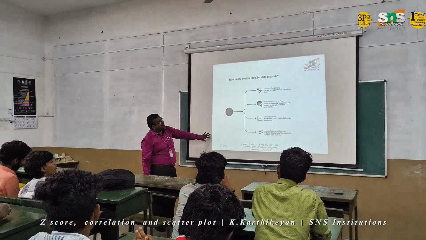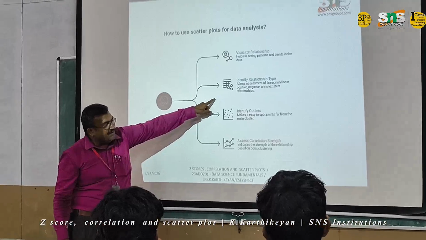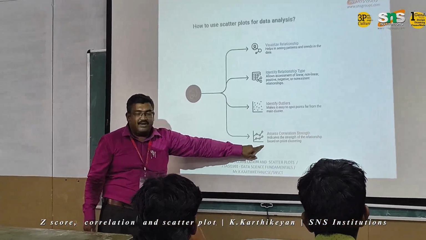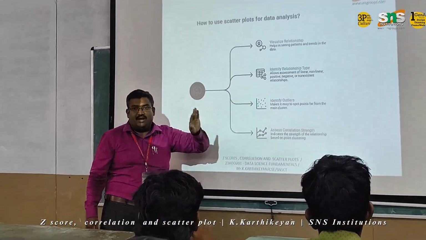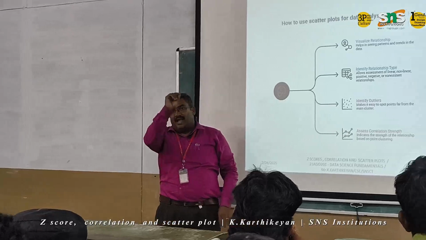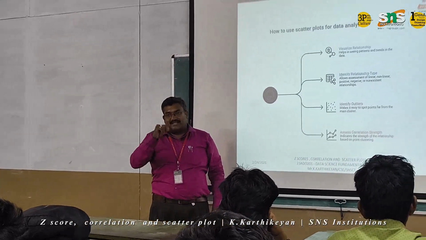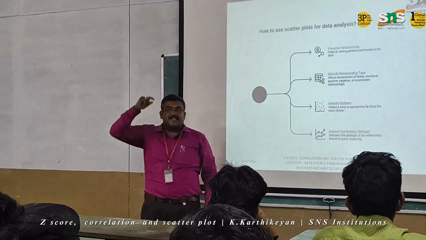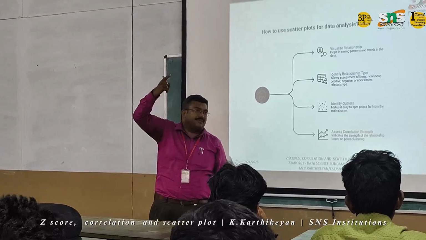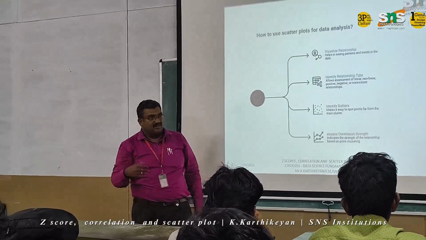How to use a scatter plot in data analytics: visualize the relationship, identify the relationship type, identify outliers, and assess the correlation strength. Once you have received the data, plot your values. For example, define the x-axis and y-axis: x-axis is height and y-axis is weight. Sometimes weight is on the other axis. You can mention your values. This is the way to represent your scatter plots.